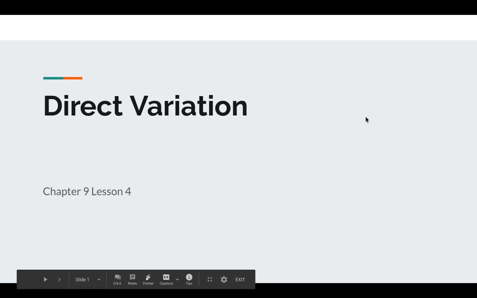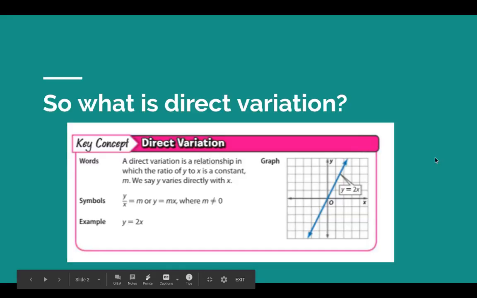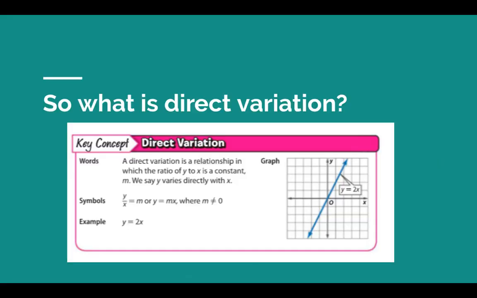Okay, so we're going to talk today about direct variation. Direct variation is a topic that we deal with when we start talking about slope and rate of change. As you see on this first slide, direct variation is just the relationship between the y value and the x value in a graph.